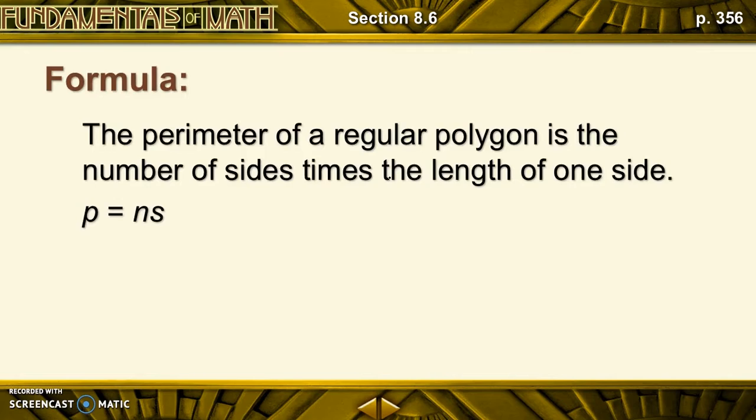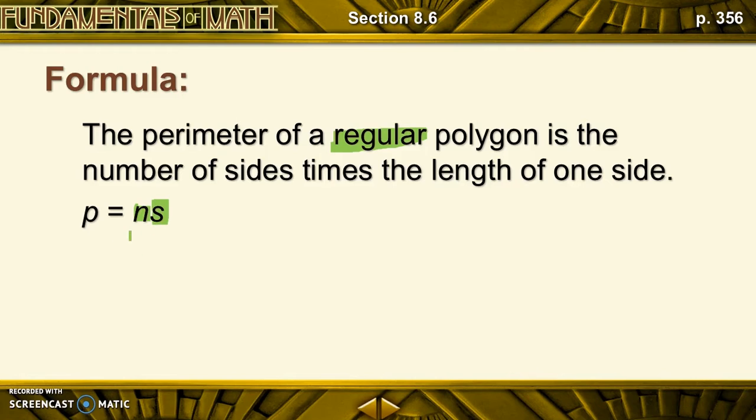And then it says the perimeter of a regular polygon is the number of sides times the length of one side. So if you remember, a regular polygon means that all the sides are the same size and all the angles have the same measure. So when you have a regular polygon, you can multiply n, the number of sides, times s, the length of each side. This is similar to how we find the perimeter of a square. We have 4 sides, and then we use the length of each one of those sides.